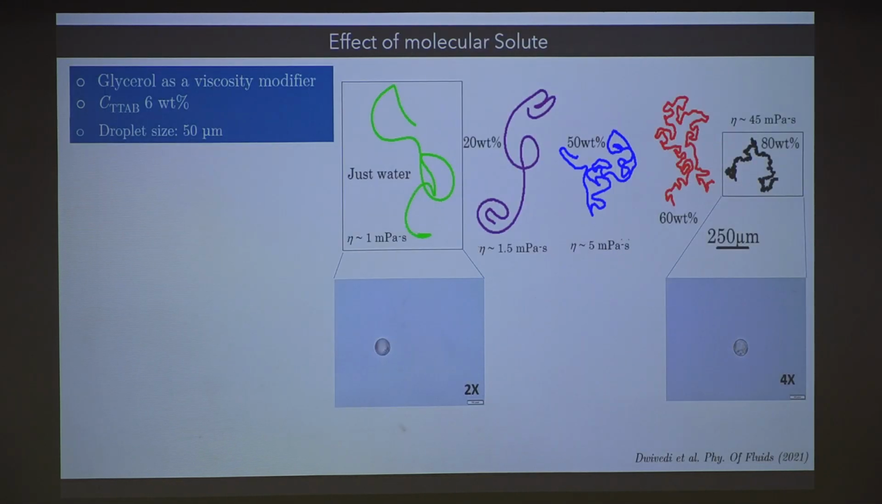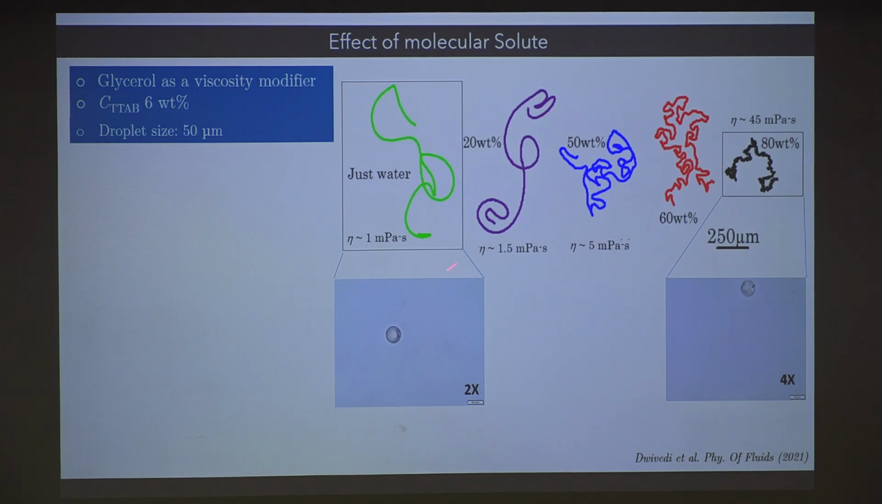Okay. Now, to understand what will be the effect of external macromolecular solutes, which is polymeric solutes, first we started with a control case where we added molecular solutes just to increase the viscosity of the system. So what I am showing here is trajectories that we observed in a series of systems where our goal was to increase the viscosity. So we added glycerol as a molecular solute, and what we observe is that as we increase the glycerol concentration, which resulted in an increase in viscosity going from 1 centipoise to all the way to 45 centipoise, the trajectory of the droplet becomes more and more jittery.